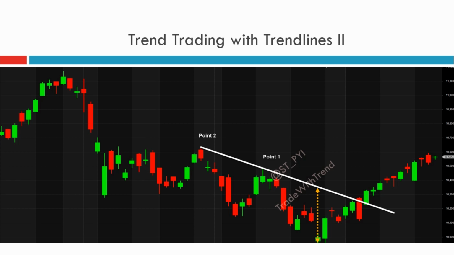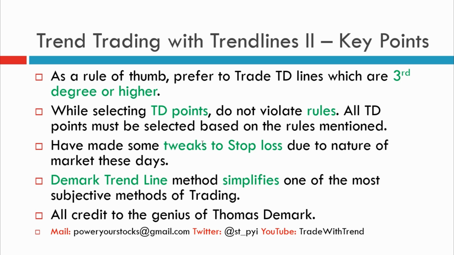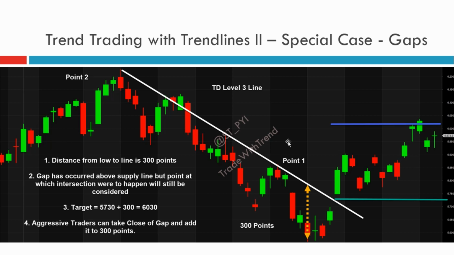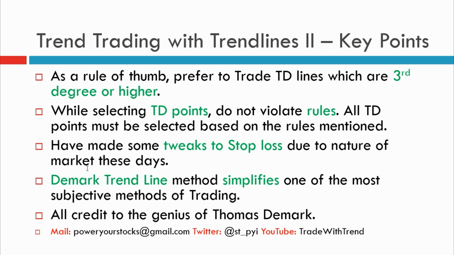I'll just sum up the key points here. As a rule of thumb, always prefer the same degree of trend line. In this example, I've taken a level 3 TD line. So always prefer the same degree of trend line. Don't mix up a TD 2 degree level point with a 3 degree level point. Please don't do that. Just maintain the consistency. I think the most crucial stage of this method is identifying the valid TD point, so please follow all the rules in that.